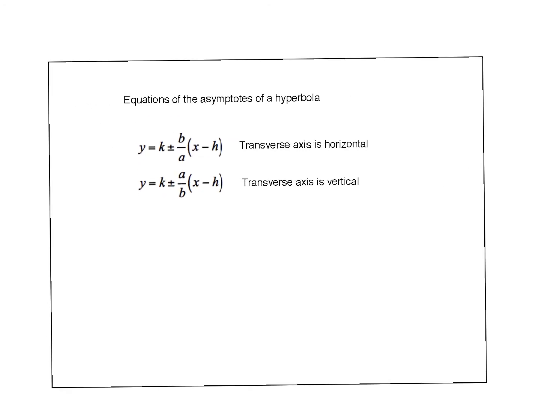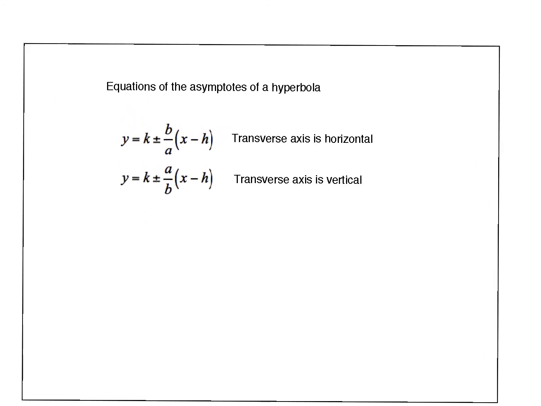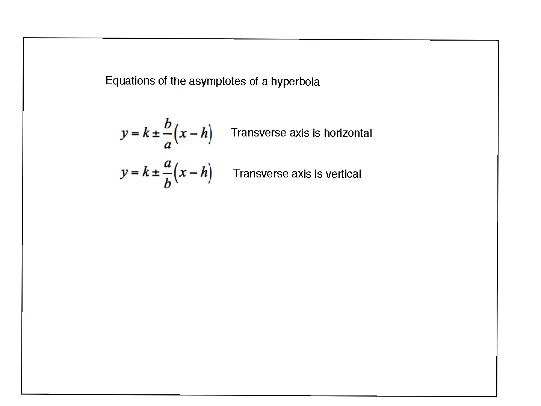Equations for the asymptotes of these hyperbolas. If your transverse is horizontal, then your asymptote is going to be y equals k. Asymptotes, I'm sure the plural, they're basically going to form an x between the hyperbolas. Okay? So it's k plus or minus b over a, times x minus h, or k plus or minus a over b, times x minus h, horizontal versus vertical.